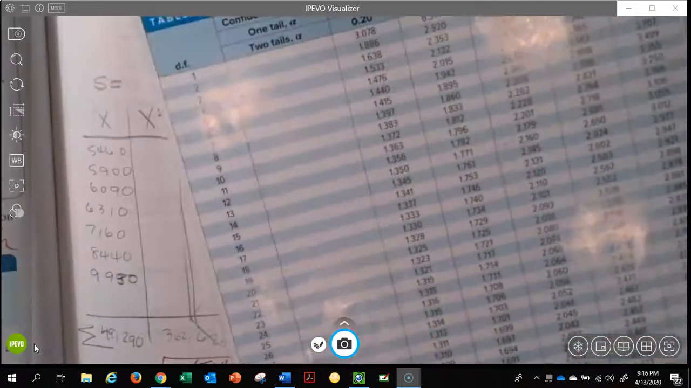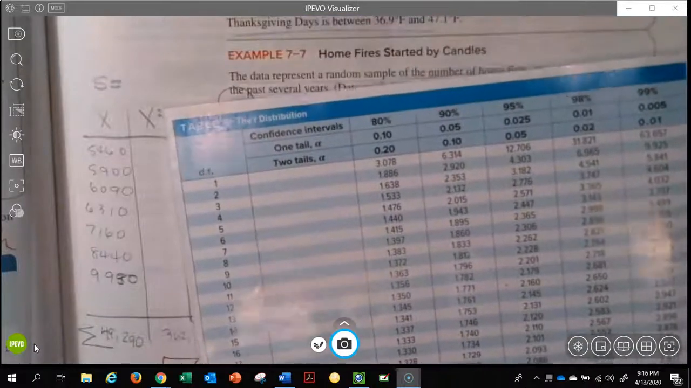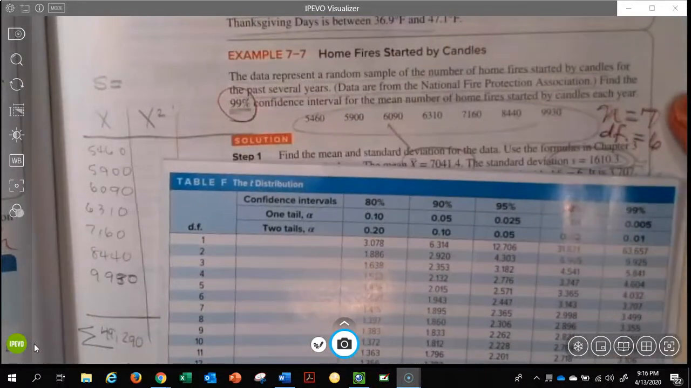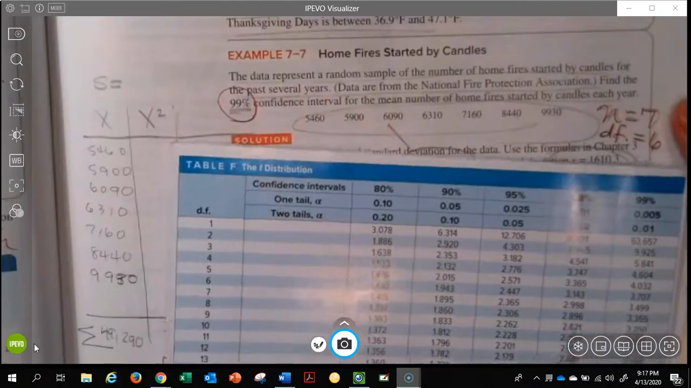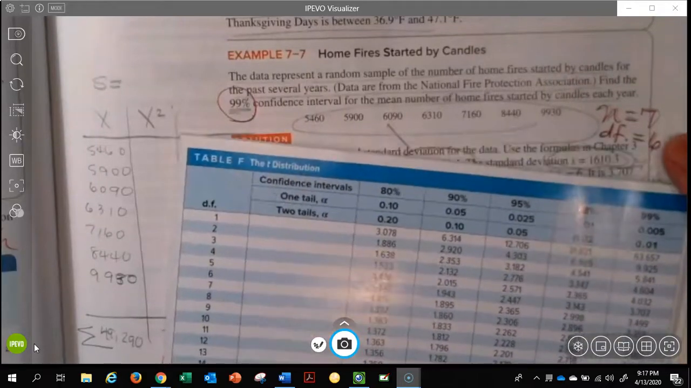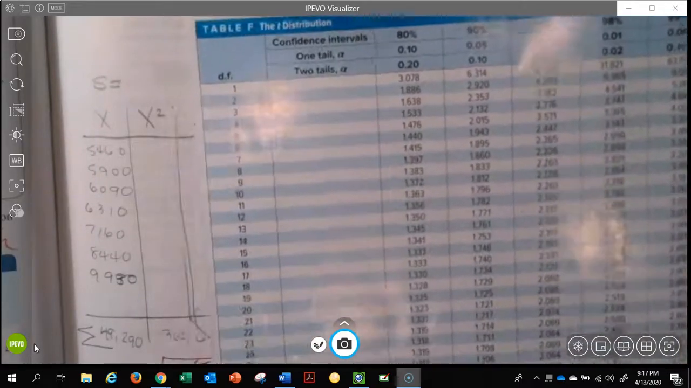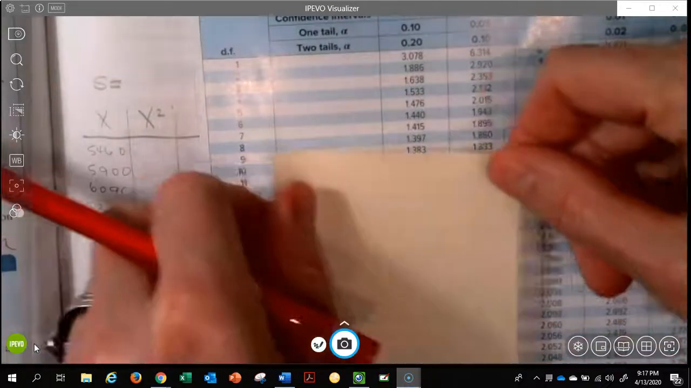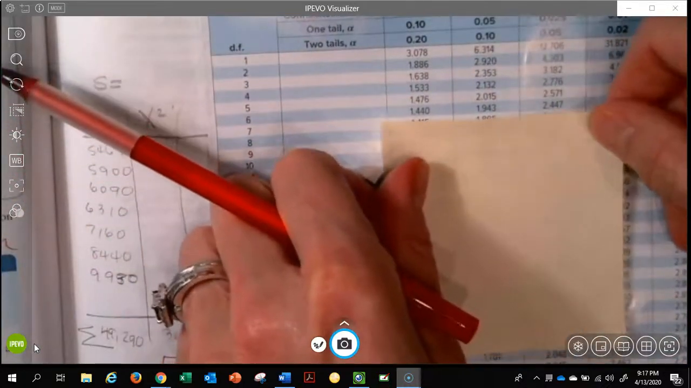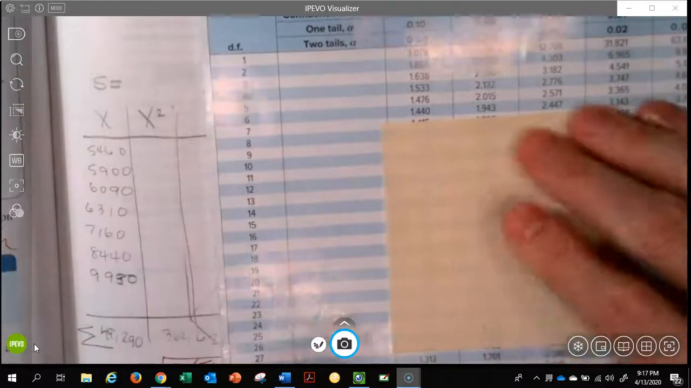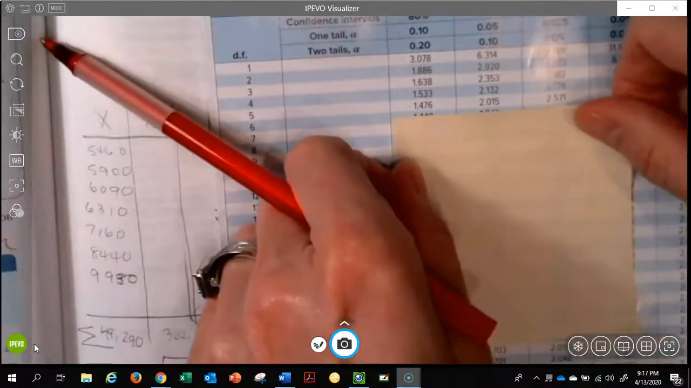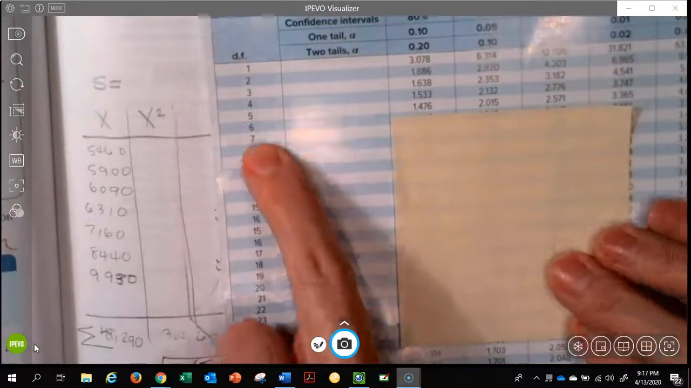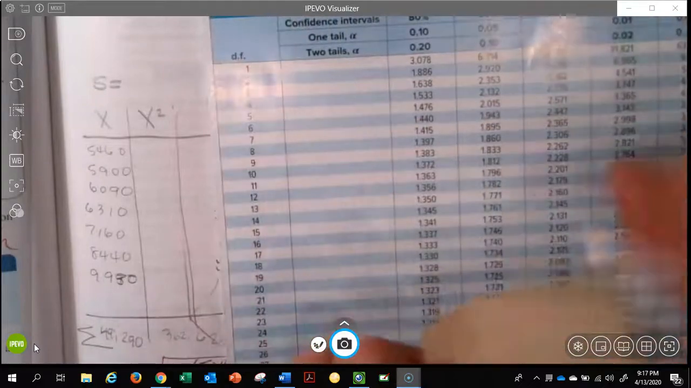So I'm going to go to my table. And on my table, I have 7 data values. My sample size is 7. My degrees of freedom is 1 less than that, so I'm going to go on over here to 6.